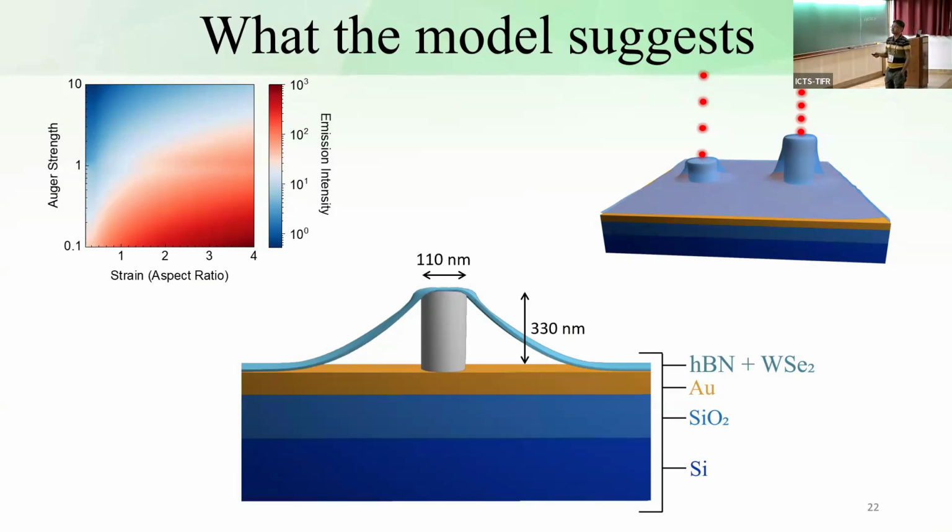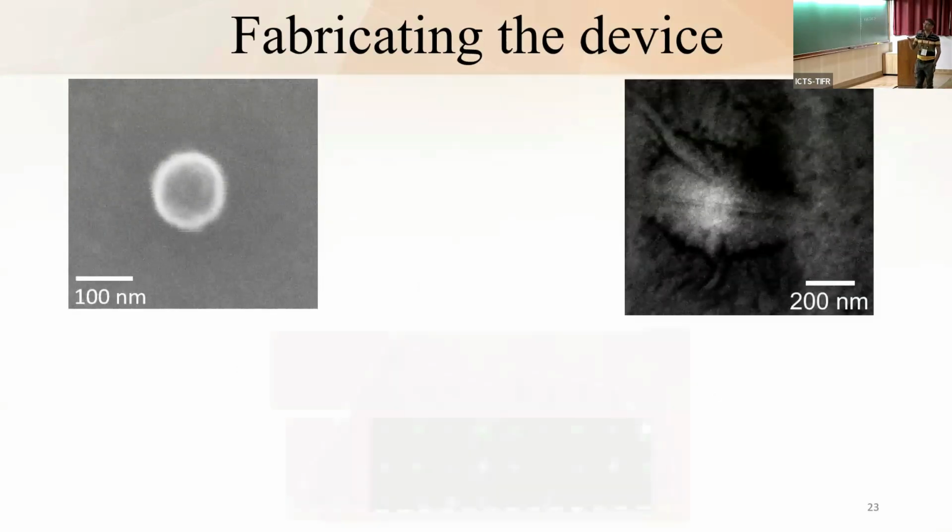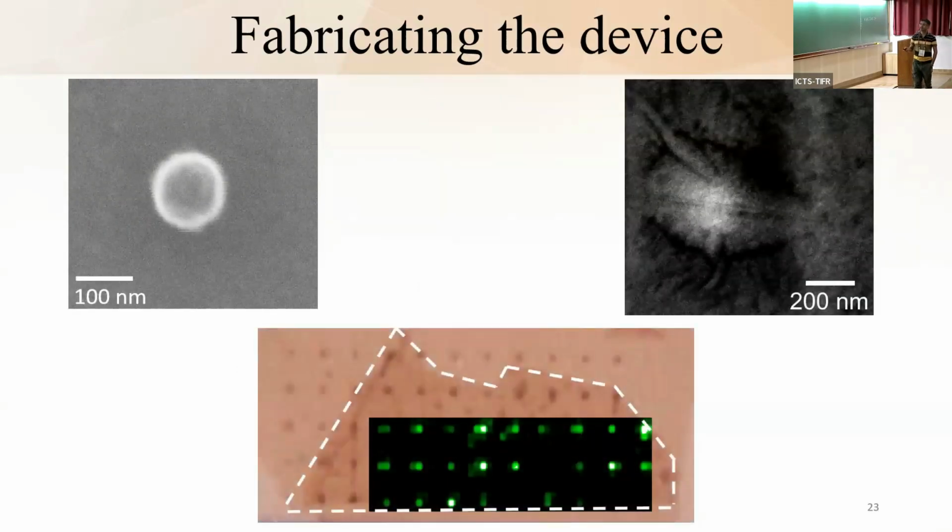Also, this gold helps us to reflect the light back, so it's easier to have your coupling in an objective. These are about 100 nanometers. This is the yield I was talking about.